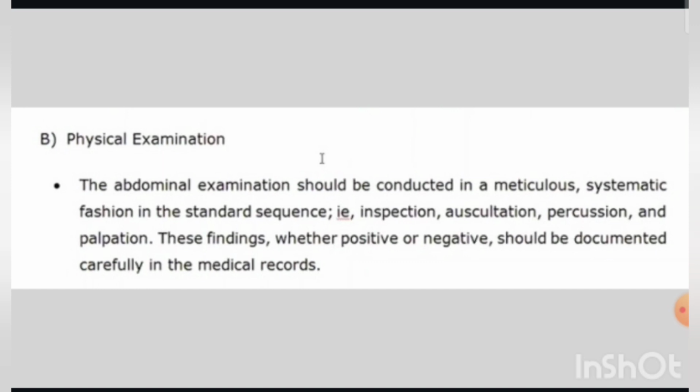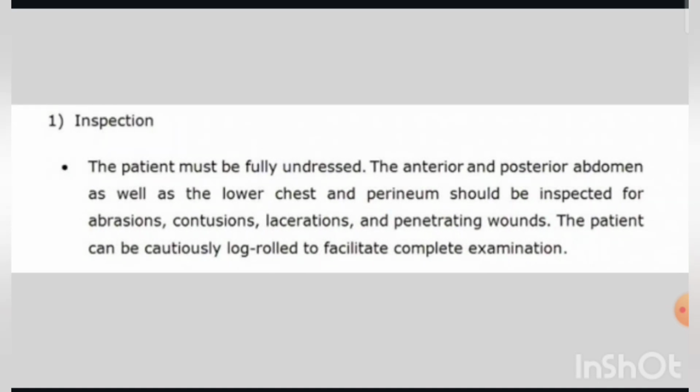Let's start with the inspection. Inspection means observation, and the patient should be undressed for a head to toe examination. That means you should start with the chest and then the abdomen, because the chest may be affected in an abdominal injury. Then inspect the perineum area and notice any laceration, contusion, or penetrating wounds. The patient can then be continuously log-rolled to facilitate a complete examination.